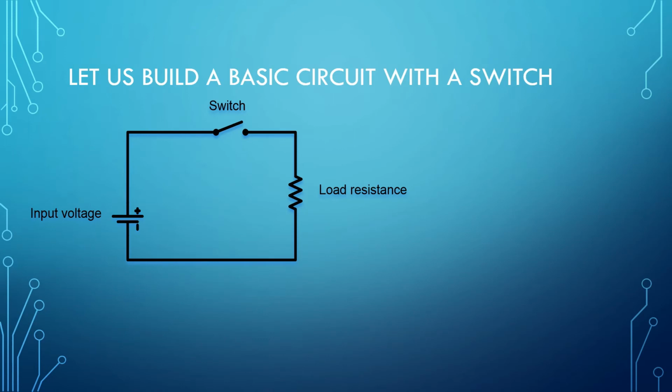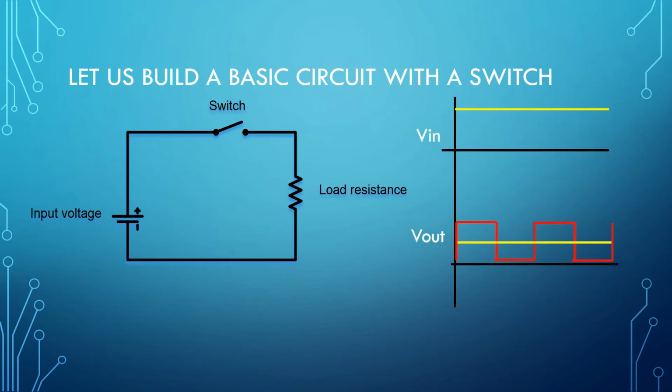So let us build a basic circuit with a switch as shown in the figure. A switch is connected and a load resistance is connected across it. When we turn it on and off, a pulsated output is created as follows. The average value of the output voltage is the required DC voltage. So if you turn it on and off for equal times, the output voltage will be half of the input voltage. Thus we have reduced the voltage, but this created another problem of pulsated DC instead of a constant DC value.